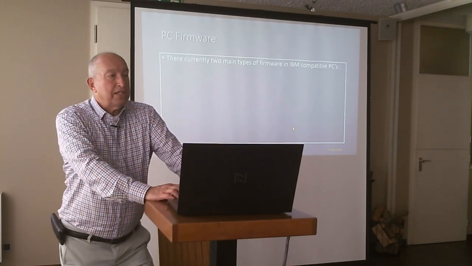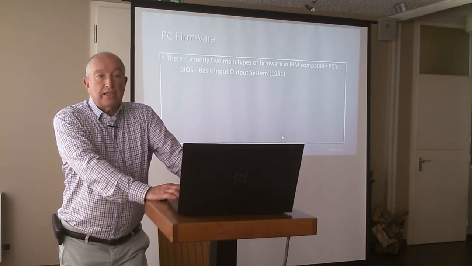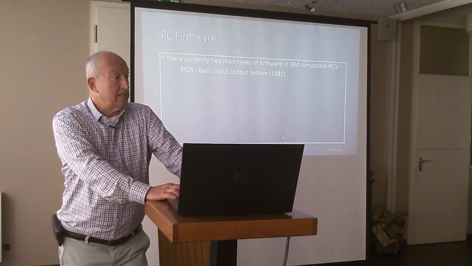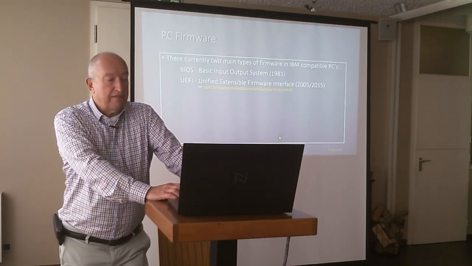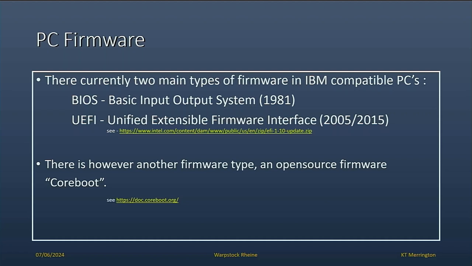Okay, there are basically two types of firmware in IBM compatible PCs. The BIOS firmware, basic input output system, which was introduced around about 1981. Then we have the unified extensible firmware interface, which came in 2005 and has been updated since. There is a link if you want to read the specifications, which are quite long and have been updated a number of times. So it's always difficult to know if you're reading the latest version. I think it's 700 pages.